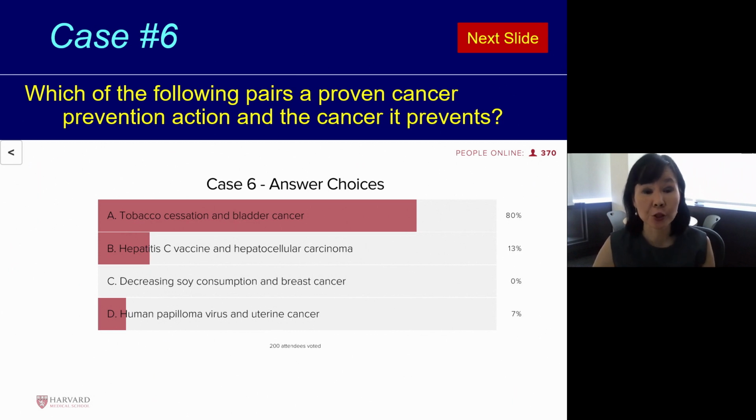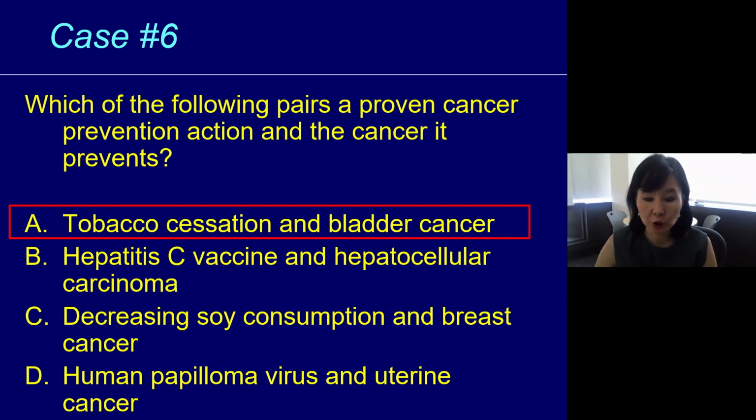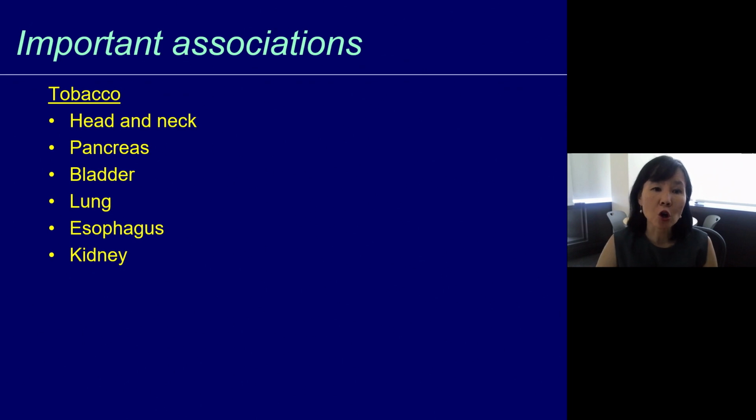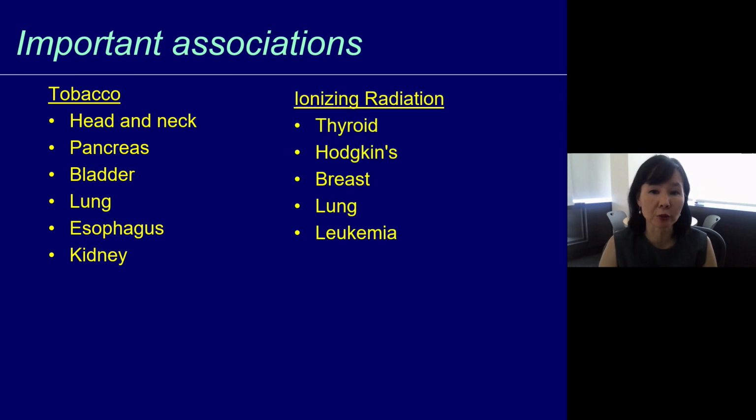So the most common answer is tobacco cessation and bladder cancer, with the hepatitis C vaccine and HPV answers being the second two most common ones. And so that is the correct answer. And let me show you why. So which cancers are associated with tobacco? It's a long list: head and neck, pancreas, bladder, lung, esophageal, and kidney. Smoking is a very strong risk factor for bladder cancer. Ionizing radiation causes thyroid, Hodgkin's, breast cancer, lung cancer, and leukemia.